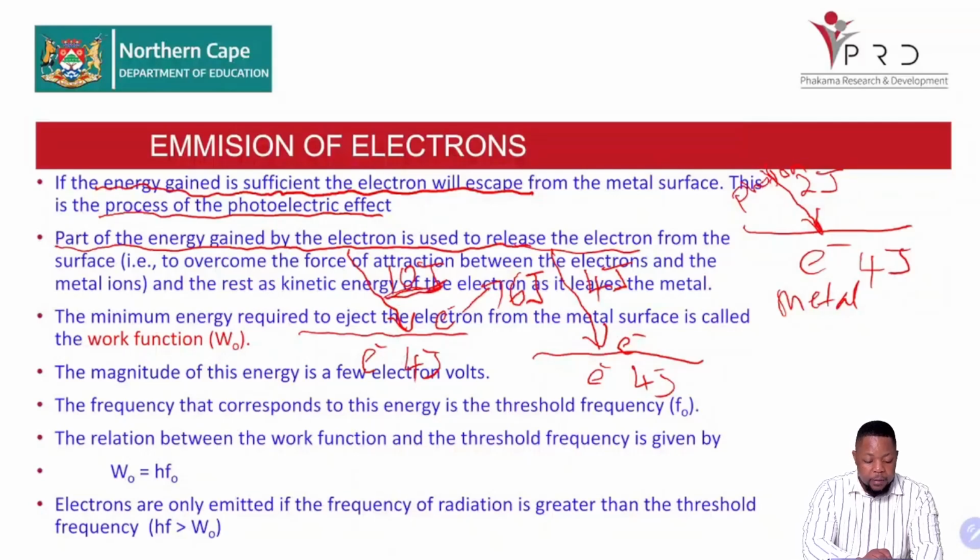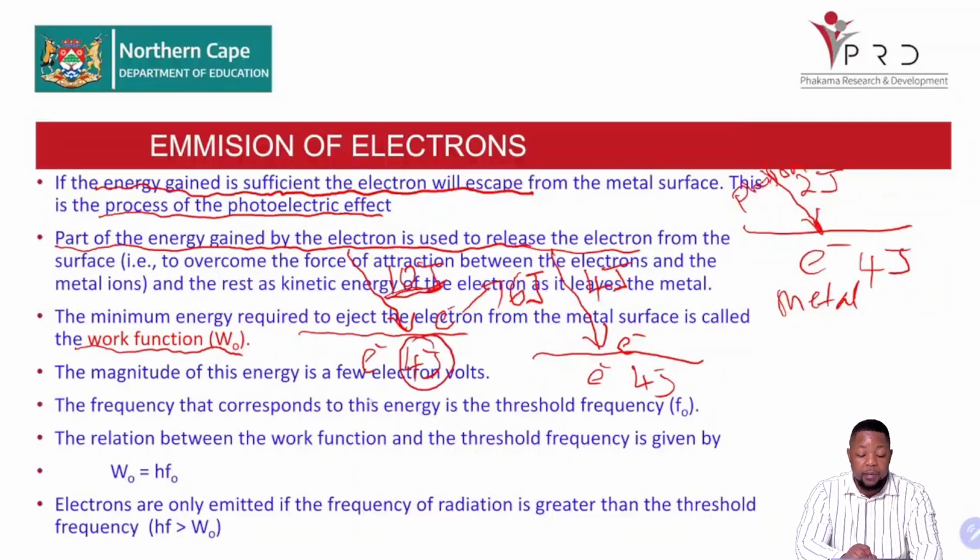Now, the minimum energy that is required to release an electron from a metal surface, which is the 4 joules in our example, is the work function. So different metals have different amounts of work function. So for a particular metal, the minimum energy required to release an electron from a metal surface is called the work function. In our example, this is the 4 joules. Now, the magnitude of this energy is very small and usually is measured in electron volts.